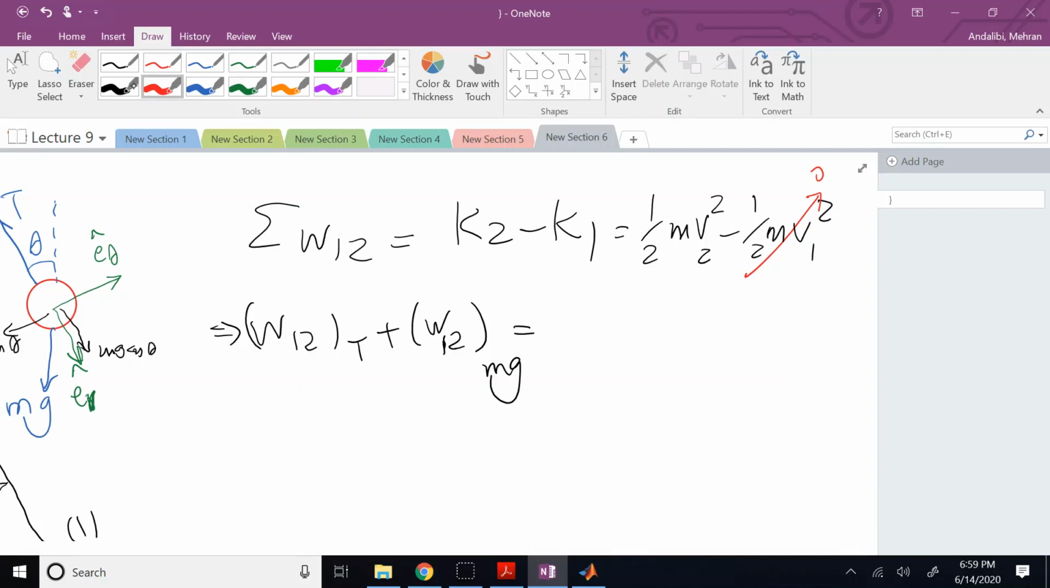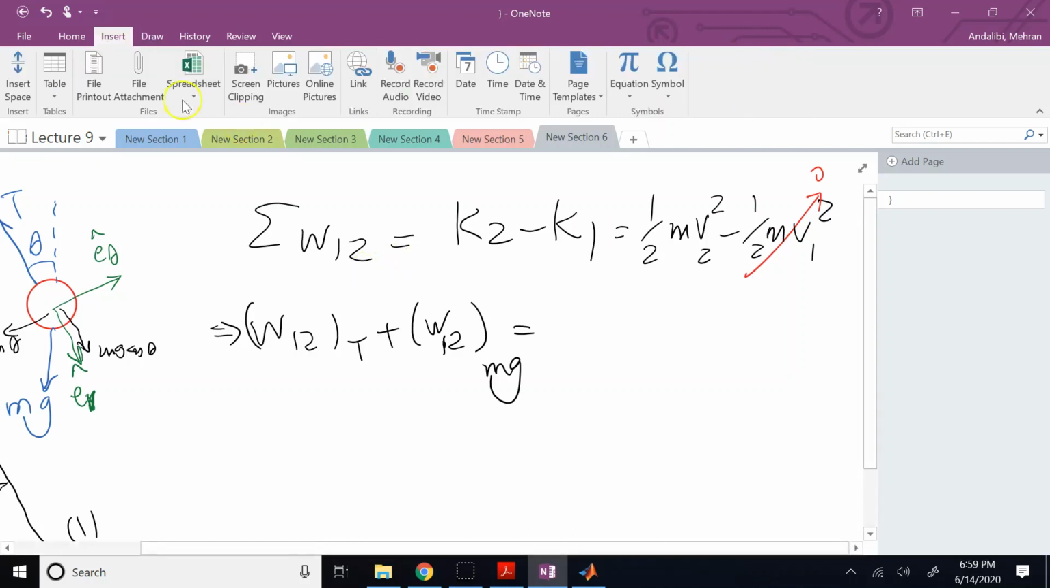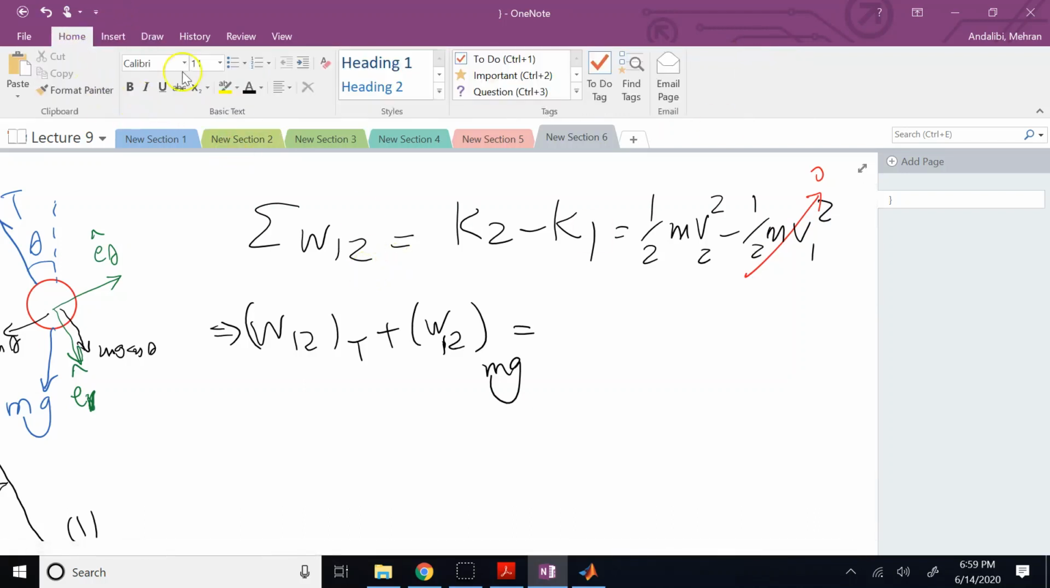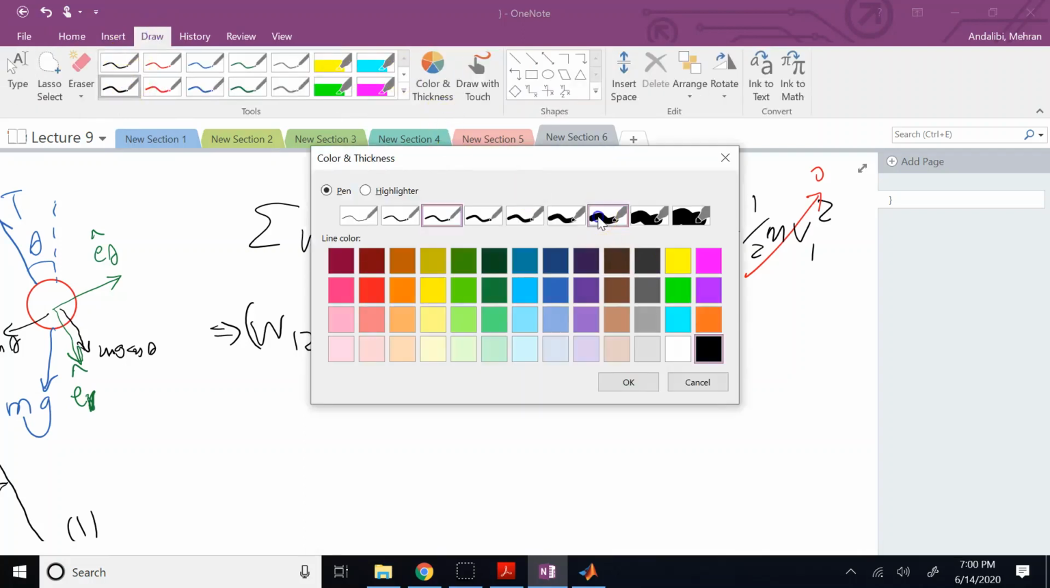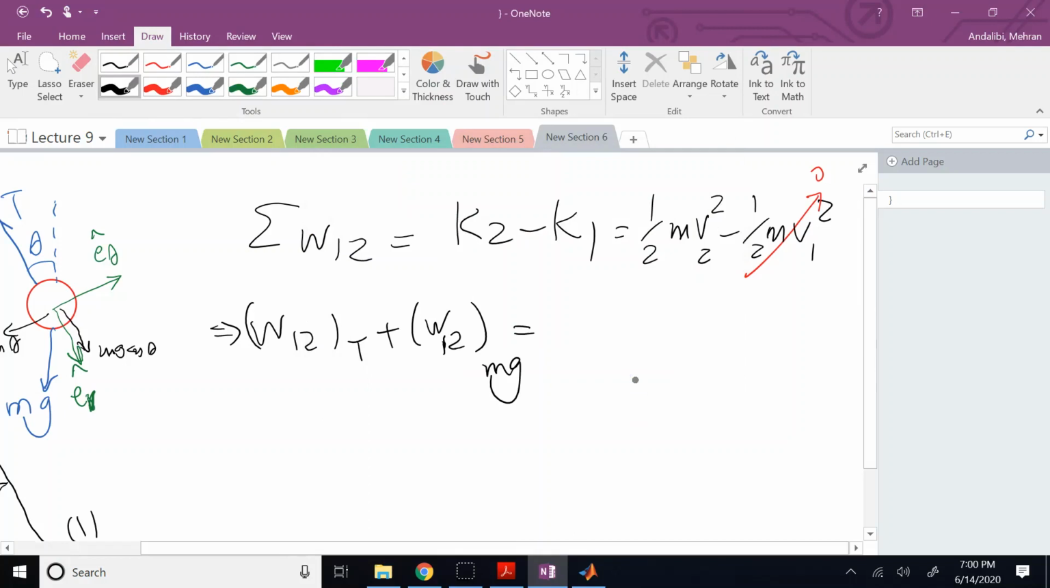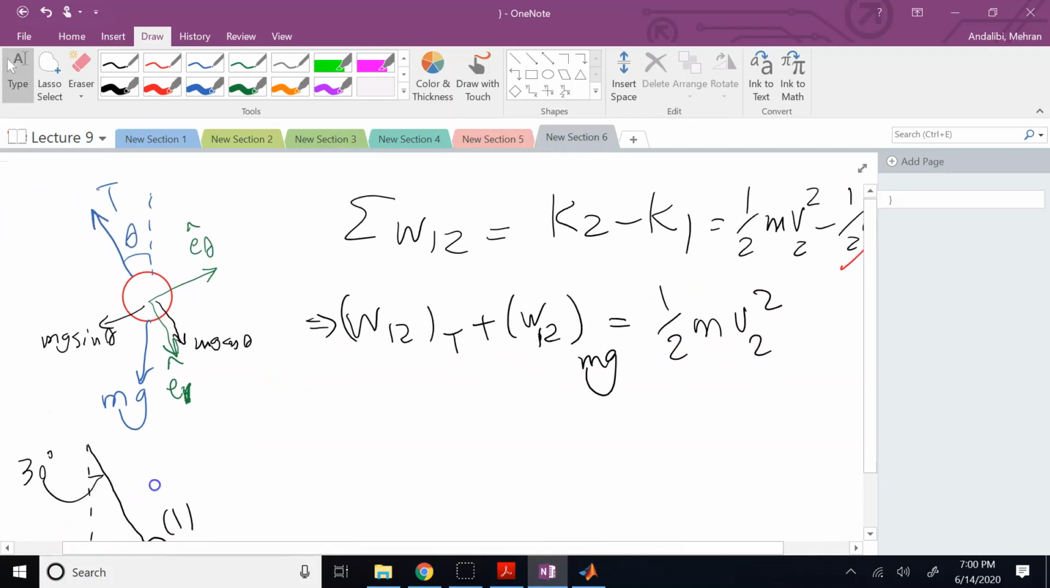So now, what I would do is I'm going to solve this algebraic equation if I know how to find these two work terms. Now, what is the work done by tension?